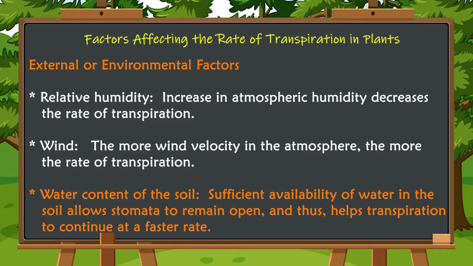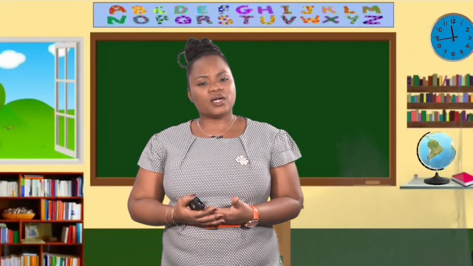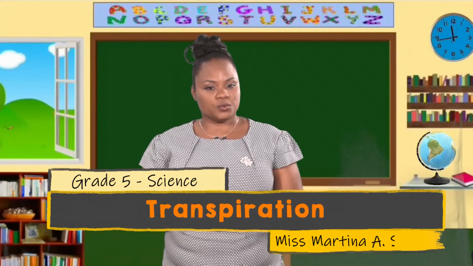Water content in the soil. Sufficient availability of water in the soil allows stomata to remain open and thus helps transpiration to continue at a faster rate. Now we are going to look at concentration of carbon dioxide. Decrease in the amount of carbon dioxide in the atmosphere favors the opening of stomata and thus increases the rate of transpiration.